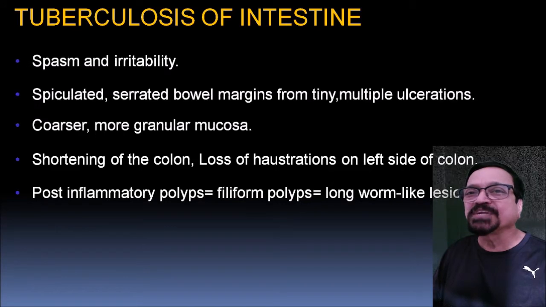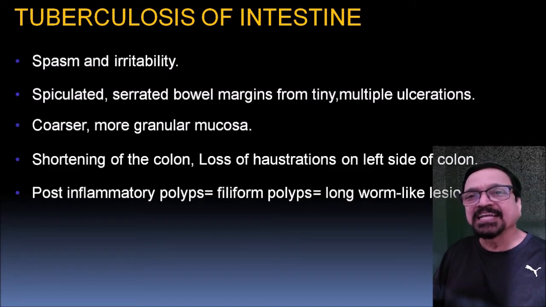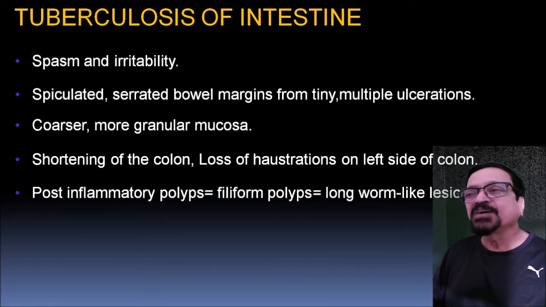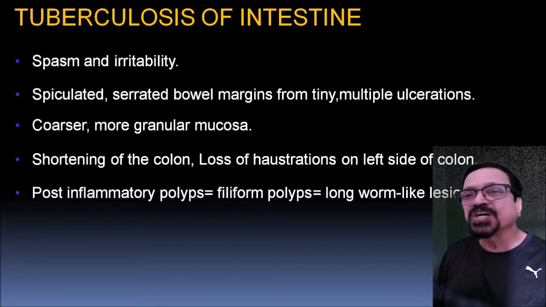Now tuberculosis of intestine. What will happen? There will be spasm and irritability. Spiculations, scarred bowel margins from tiny multiple ulceration, which may or may not be found on the routine barium study. Then coarser, more granular mucosa will be seen.